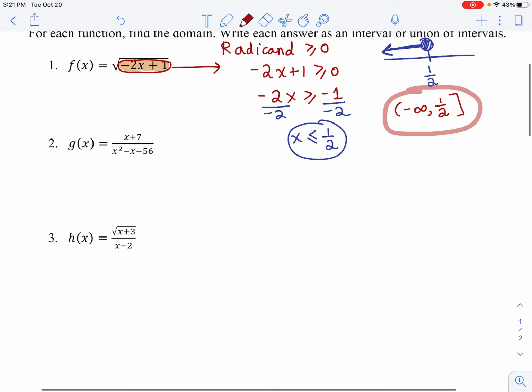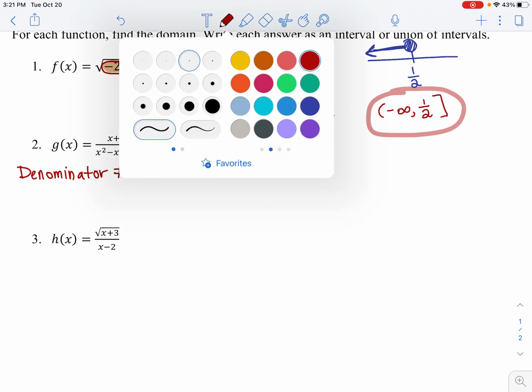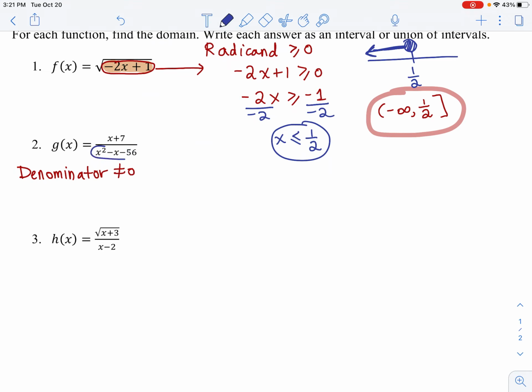Now let's try number 2. Number 2 is not a square root function, but it's a rational function. Notice it's a fraction. Remember the rule for fractions: the denominator cannot be equal to 0. So that's the rule, right? So what is the denominator here? The denominator is x squared minus x minus 56. So we're going to say x squared minus x minus 56 cannot be equal to 0.